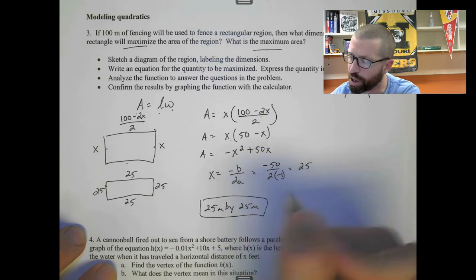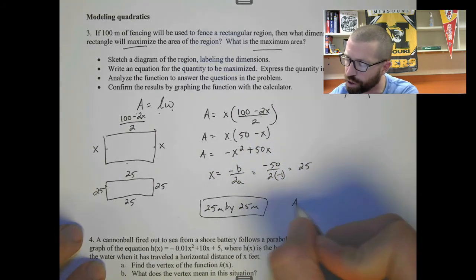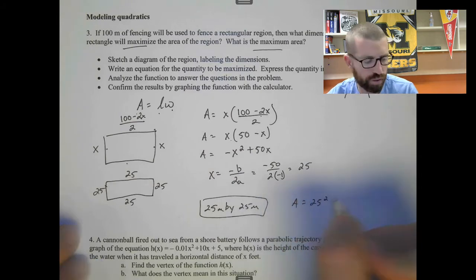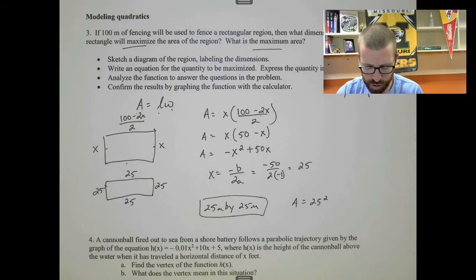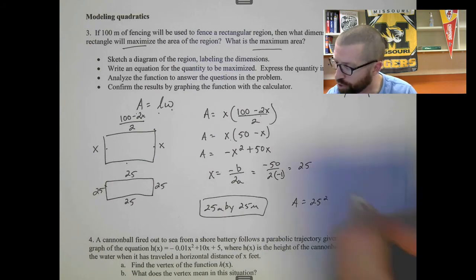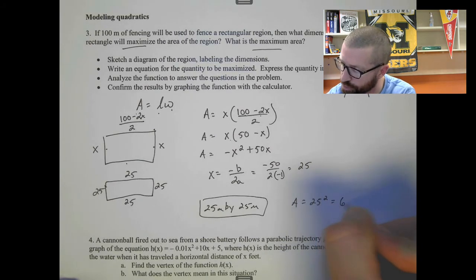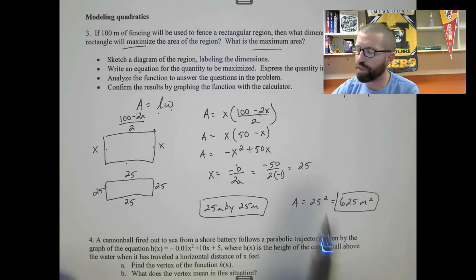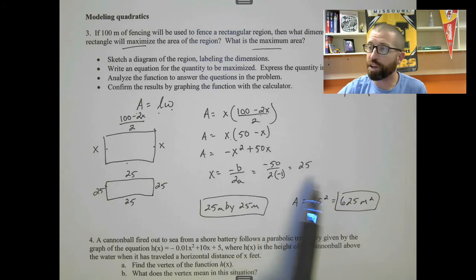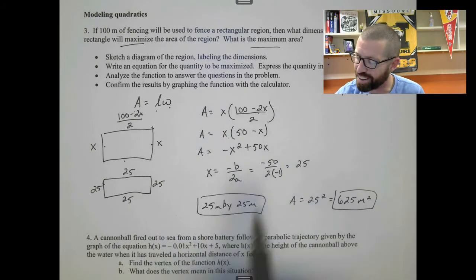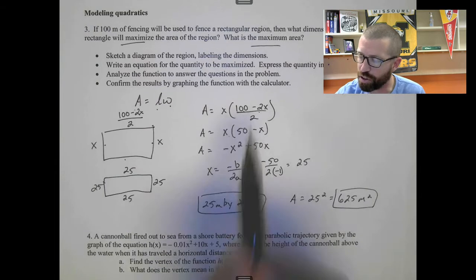And then my area is 25 squared, which is 625. I should have known that. You could also find the maximum area by plugging the x into this equation.